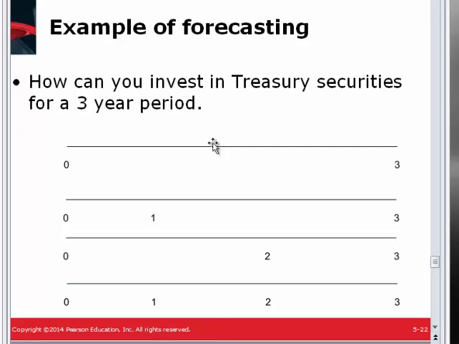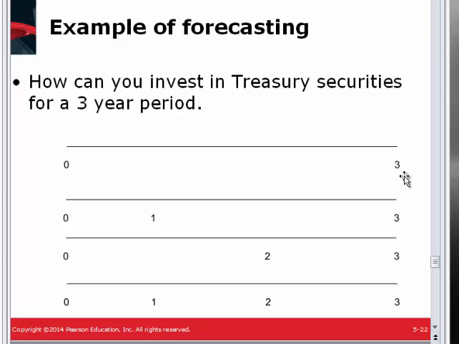So let's think about the law of one price. The law of one price says that any two assets that are identical should have the exact same price. So let's say we have a treasury security that we could buy and invest for 3 years. There are lots of ways you can invest in the United States government for 3 years, right? We could buy a treasury bond today and it could mature in 3 years.